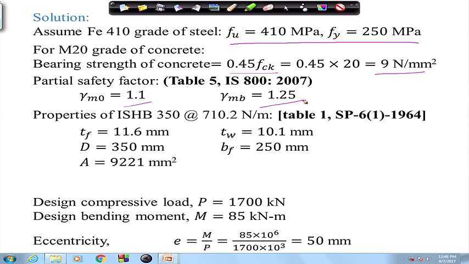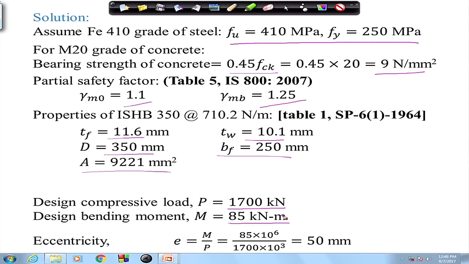Then the thickness of the flange and the thickness of the web, which will be required, we have noted down, along with the overall depth of the section and the cross-sectional area. We also need to know the Ze, which will be noted. Here the design compressive load was given as 1700 kilonewton and the bending moment as 85 kilonewton meter.